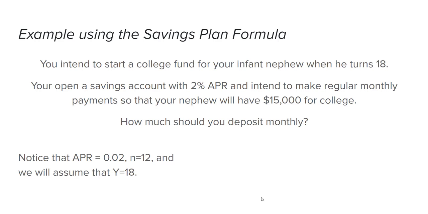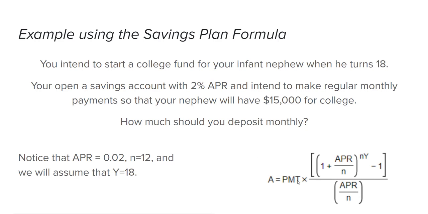The savings plan formula has 5 variables here. So we notice that we have our APR, we have our N, we have years, we do not have payment, but we do have A, we have $15,000. That is our future value, so that should go here for A. Now usually we have everything on the right-hand side and need to solve for A.